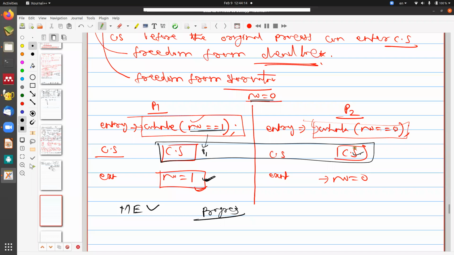Are you getting my point? Then what happens? This P1 is somehow influencing. You will say, sir, how did this become influence? This number is 0. How is P1 influencing? Because this number will be set to 1, then only he can enter. Who is setting it to 1? P1. Because once this number is set to 1, this will be false so that P2 can enter.